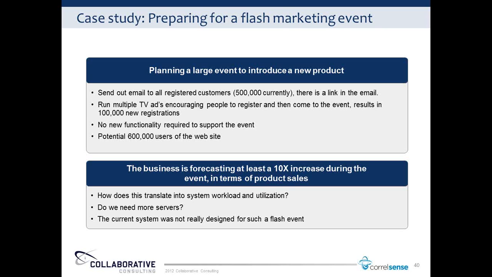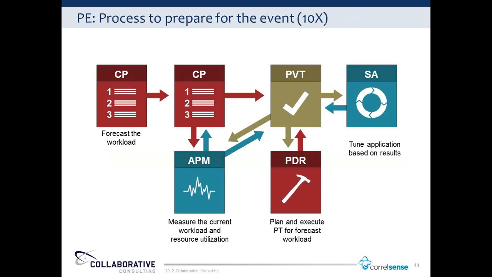And so now the business is forecasting a 10x increase during the event in terms of sales. And so now the job of the team, the performance team, is to translate that into system workload and system utilization. Answer the questions: are we prepared? Do we need more servers? And by the way, the current system really wasn't designed with 10x overnight in mind. It was more of a gradual approach to monitor and put things in place to scale.